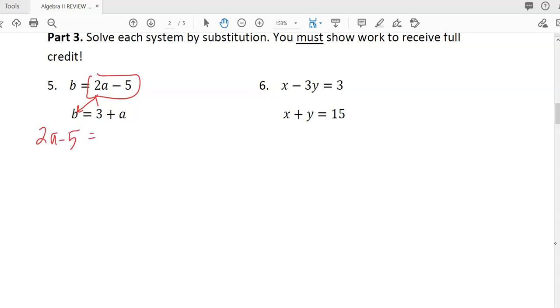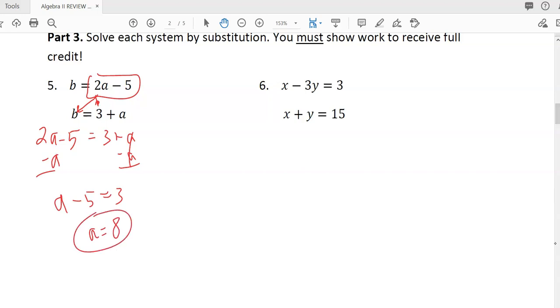2a minus 5 is equal to b, and 3 plus a, it's actually plugging it in for b. 3 plus a. So if you solve this, you're going to subtract a from both sides. That's nice. You get a minus 5 equals 3. And then add 5 to both sides, you get a equals 8.